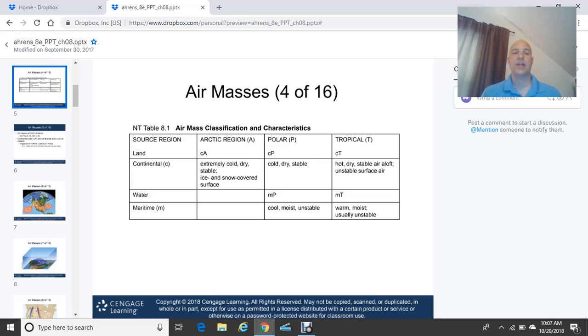Right? So with continental air masses, here are some characteristics of those. They are usually extremely cold. If it's a continental Arctic air mass, it's extremely cold, dry, and very stable.